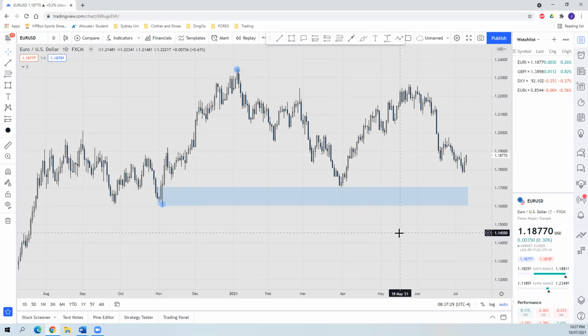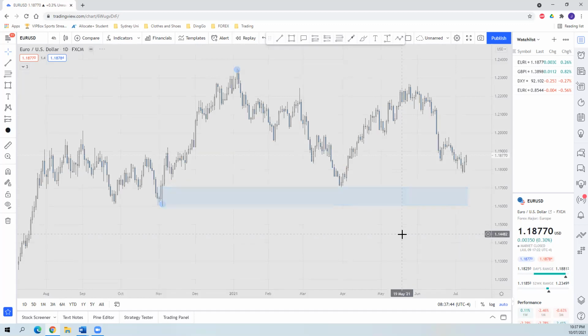So that's what happened. You see, the first inducement was right here and then it took that out, but it never mitigated something here. So can you drop down to a 4 hour, please? Yeah, that's what I was going to say. I want to do it from top to bottom. Let's see what has happened.